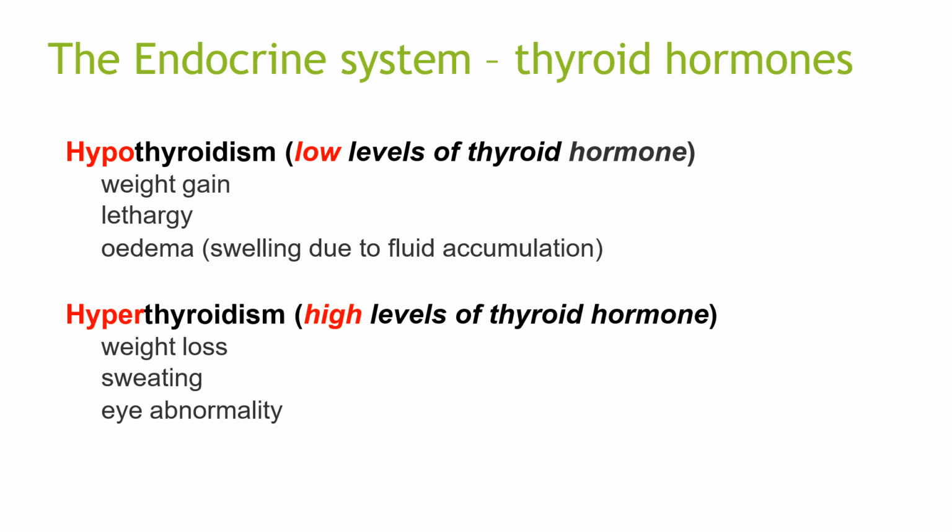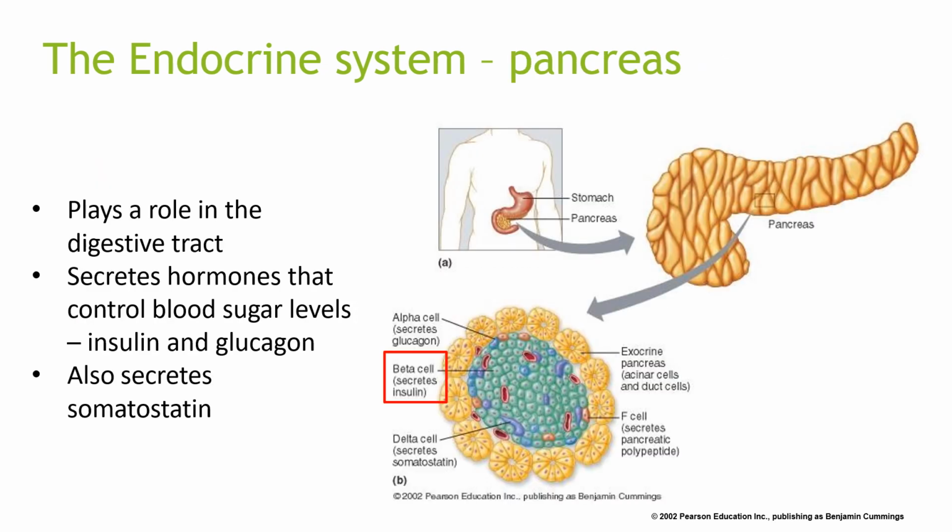Two conditions that can arise are hypothyroidism and hyperthyroidism. If you have low levels of thyroid hormone, you can get weight gain, lethargy, and edema, which is swelling due to fluid accumulation. This is a process known as hypothyroidism. Remember, hypo means low. Then if you have high levels of thyroid hormone, you can have hyperthyroidism, which is weight loss, sweating, and eye abnormalities. So hyper means high.